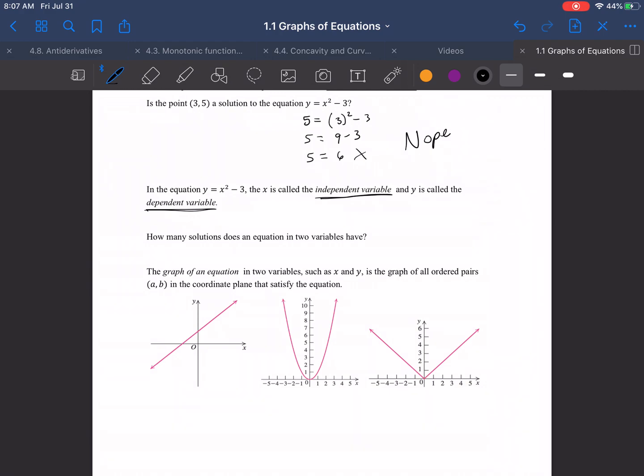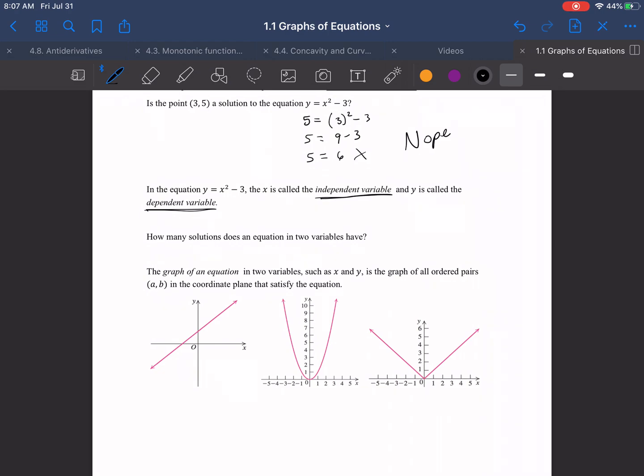So for example, if I choose 2 for x, then I get 4 minus 3 and y ends up being 1. But if I choose 5 for x, then I get 25 minus 3 and y ends up being 22. So y depends on what you independently pick for x. So x is the independent variable, y is the dependent variable.